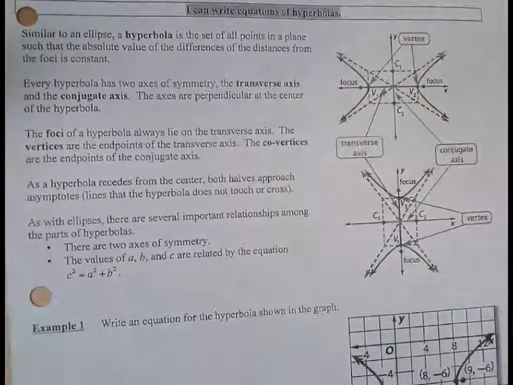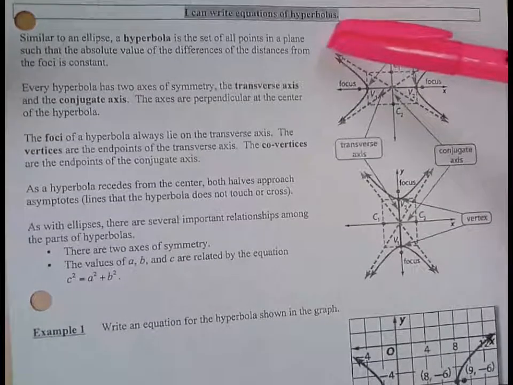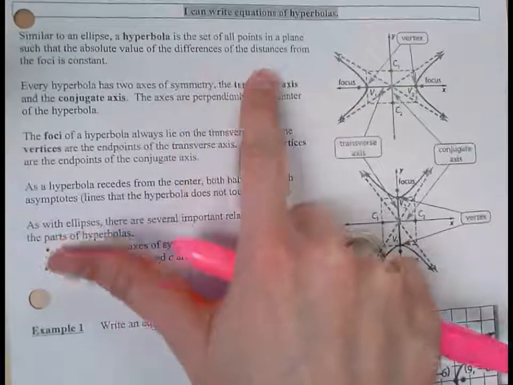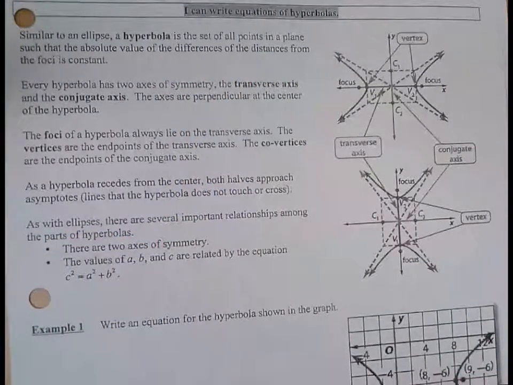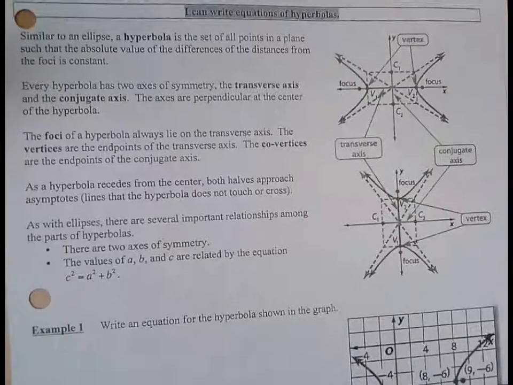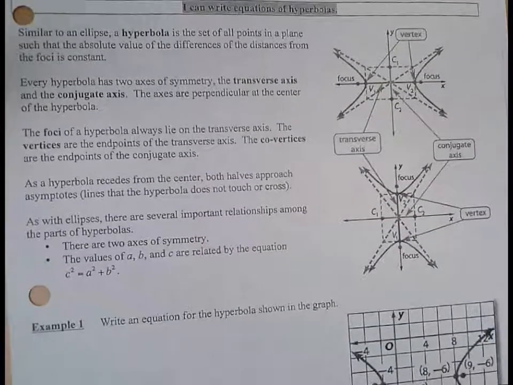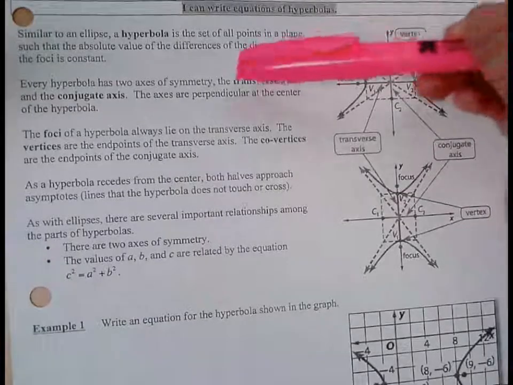So it says here, similar to an ellipse, how a hyperbola is defined. It's the set of all points in a plane such that the absolute value of the difference of the distances from the foci is constant. So for ellipses, it was the sum of the distances to any point on the ellipse from the foci that was constant. Here it's the difference of those distances that is constant. Not that you have to memorize the definition of what it is, but that is how a hyperbola is defined. So every hyperbola has two axes of symmetry.